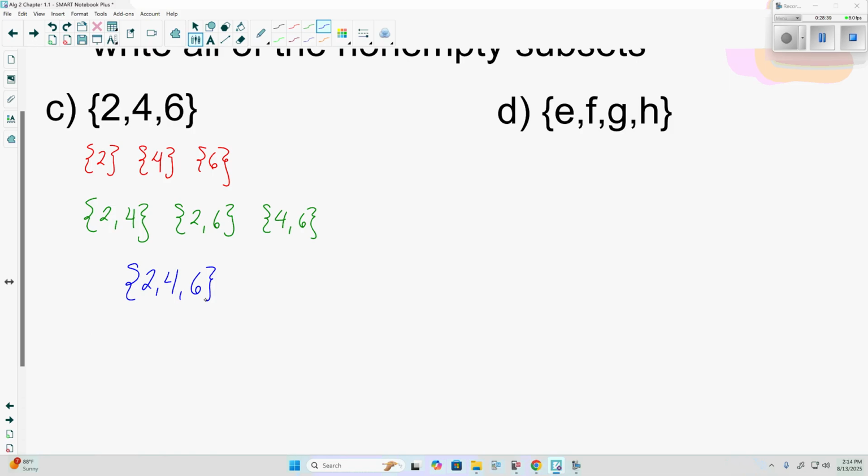So it's kind of interesting, when we had a set containing 2 elements, we had 3 subsets. We went to 3 elements, now we have 7. So I wonder what's going to happen when we have 4 elements. Well, the first ones are the easiest to start with: the set containing E, the set containing F, the set containing G, and then the set containing H. Because those are all of our 1-element subsets.